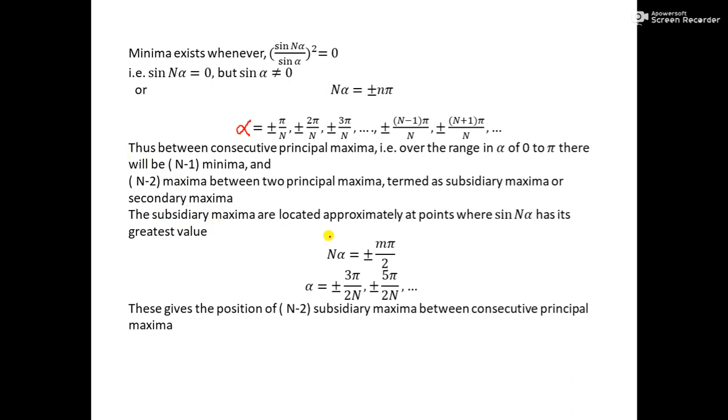The subsidiary maxima are located approximately at points where sin N alpha has its greatest value. At that point, we will get the subsidiary maxima. So sin N alpha will be maximum when N alpha is equal to plus minus m pi by 2. So the value of alpha is equal to 3 pi by 2N, 5 pi by 2N, and so on. This gives the position of N minus 2 subsidiary maxima between consecutive principal maxima.